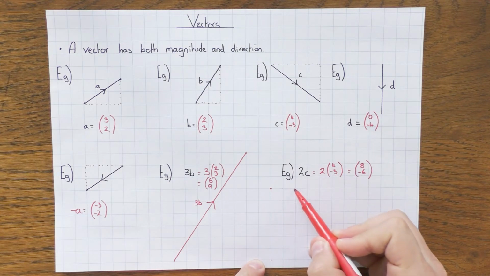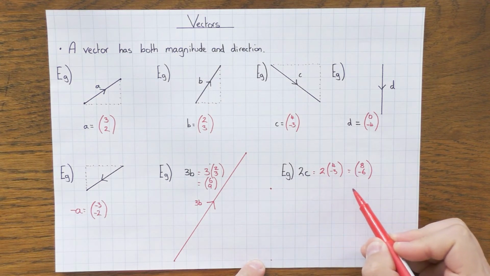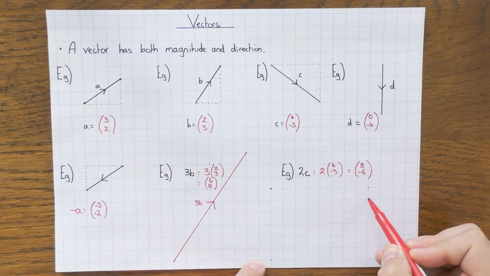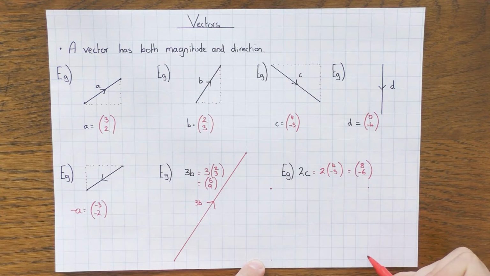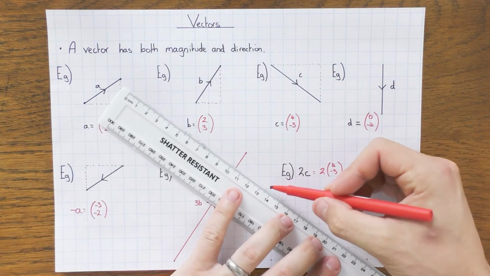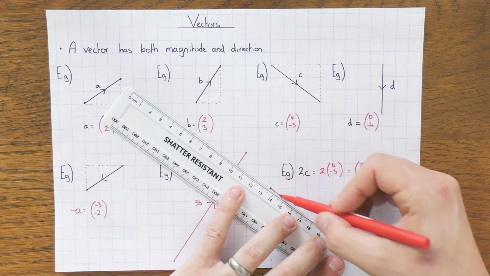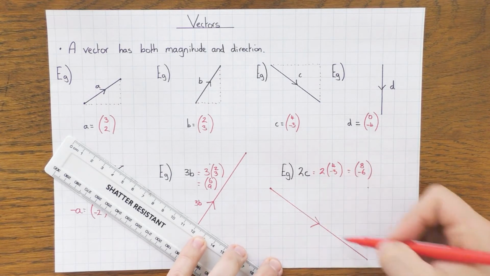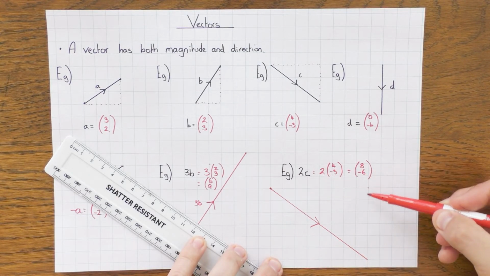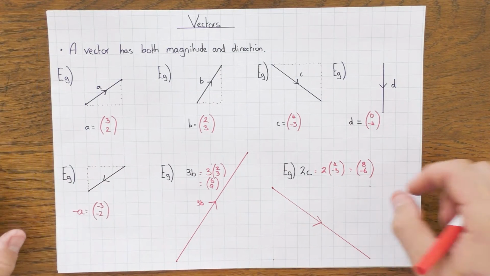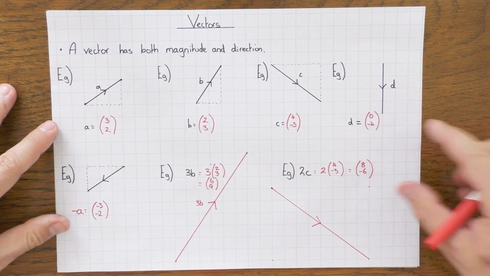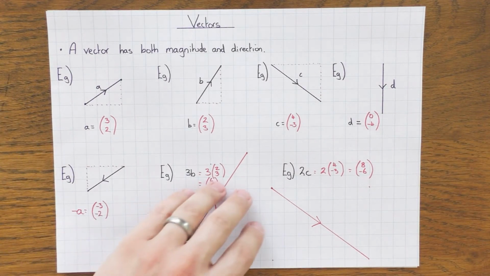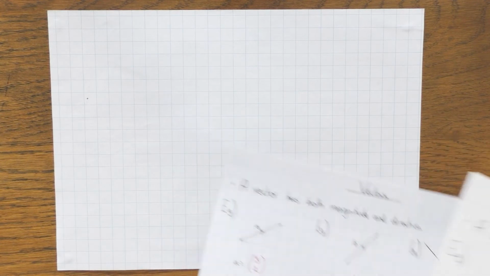So 1, 2, 3, 4, 5, 6, 7, 8. 1, 2, 3, 4, 5, 6 down. There we go. So yeah, always be careful. You need to get the direction going right. So I'm going from that point to that point. So 8 to the right and 6 down. So you can also draw it there as well. Okay, so that's some of the basics. Let's have a look at some more.